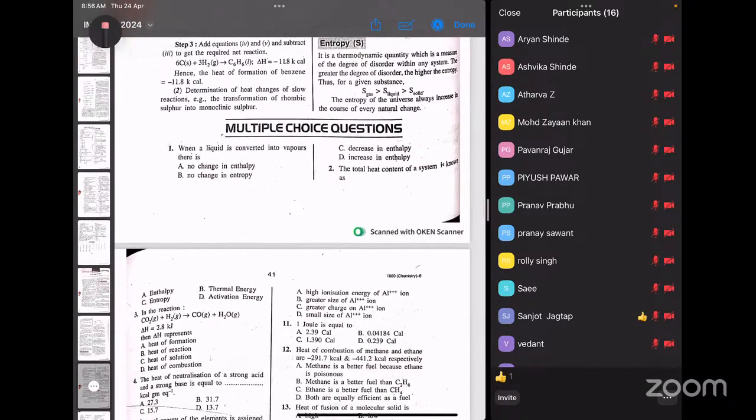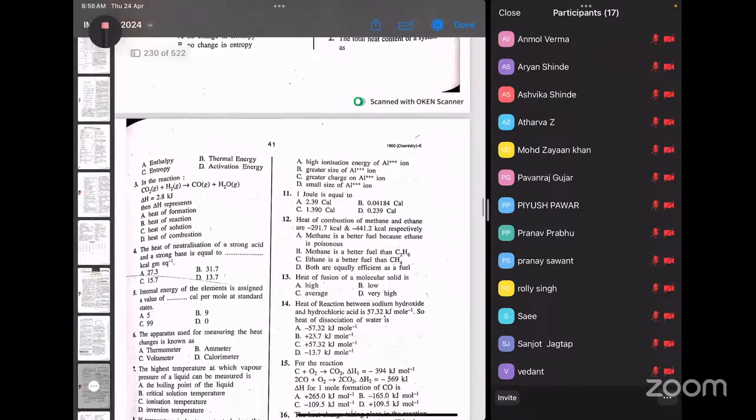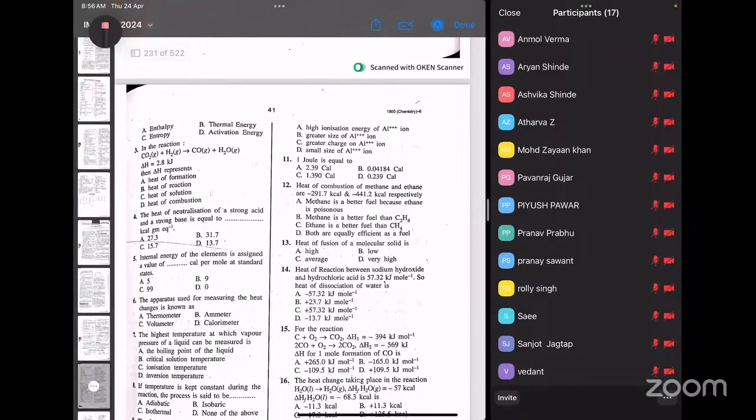Next point is, the total heat content of a system is known as enthalpy. Enthalpy is nothing but the total energy content or total heat content of a system. So it must be enthalpy. Understood or any doubt? No, sir. Okay.